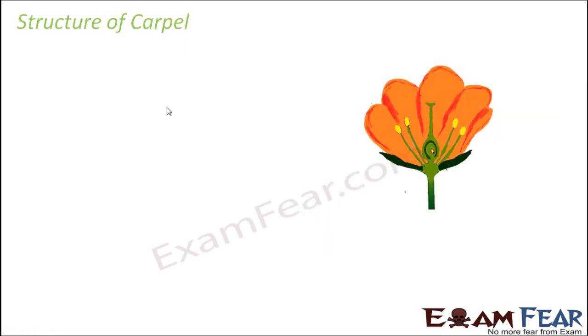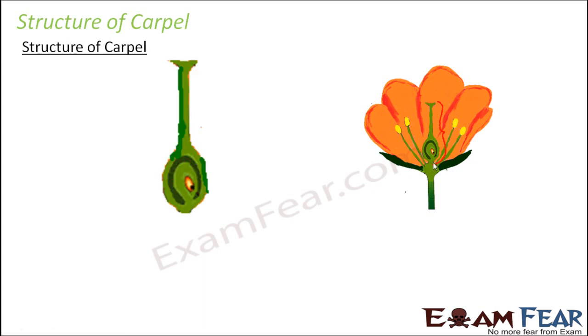So let us first understand the structure of the carpel. As I said, carpel and pistil both mean the same. So which structure is the carpel? This entire structure, the central one, is the carpel. This is how the carpel looks. The carpel is broadly divided into three parts. This upper portion, which is a little bit swollen, is called the stigma. This tube-like structure is called the style, and this swollen bottom portion is called the ovary. So stigma, style and ovary are the three major regions of the carpel.